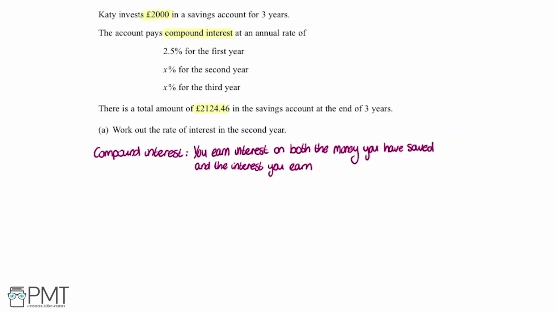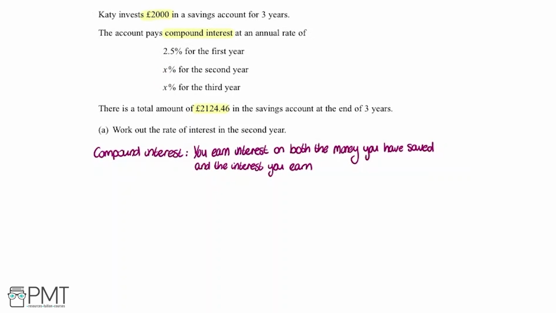So now I've written down here a definition for compound interest. My definition is that you earn interest on both the money you have saved and the interest you earn. So essentially, using Katie's investment up here as an example, with compound interest, originally Katie invests £2,000. So for the first year, the 2.5% interest is applied to the £2,000. But because of the interest at the end of the year, Katie's going to have more money. So then for the second year, all of that money is essentially put back in the pot. And this interest is applied to all of the money, so the £2,000 and the interest earned in the previous year.